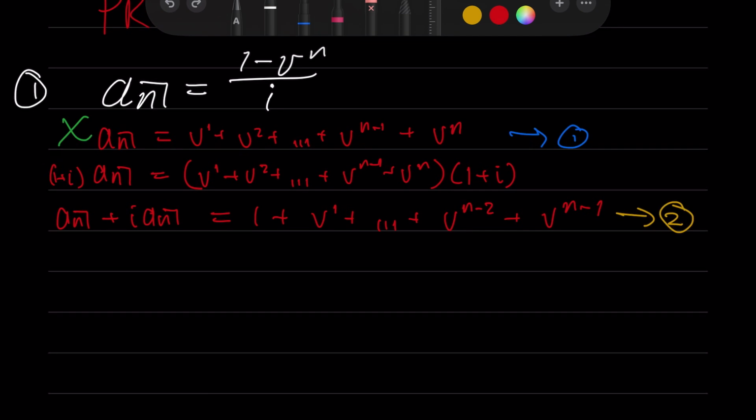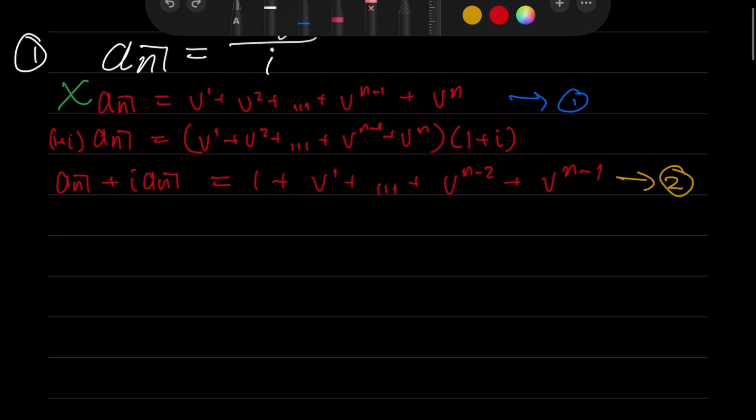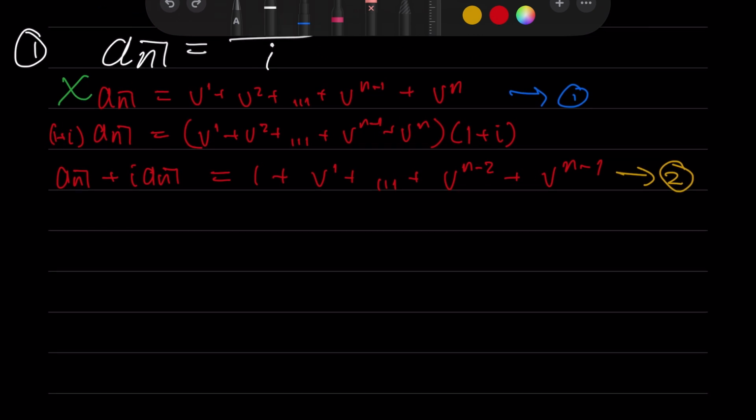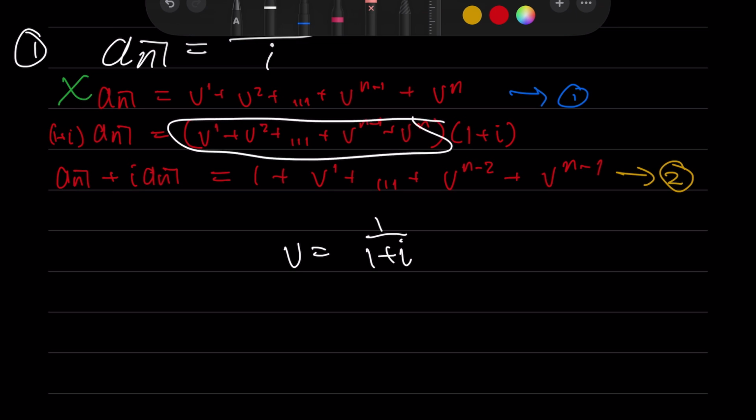For anyone that's actually watching, I realized that this line was a bit of a jump, so I thought I'd quickly slow down and explain what's actually happening here. Over here, I'm multiplying by 1 plus i. Remember, that's basically the inverse of v. v is equal to 1 over 1 plus i. So if I multiply by 1 plus i, I could rewrite this right here like this.